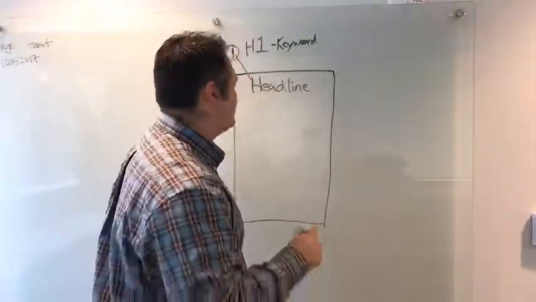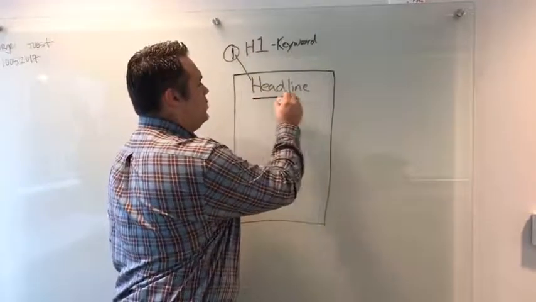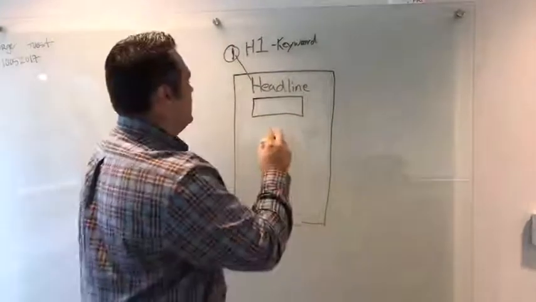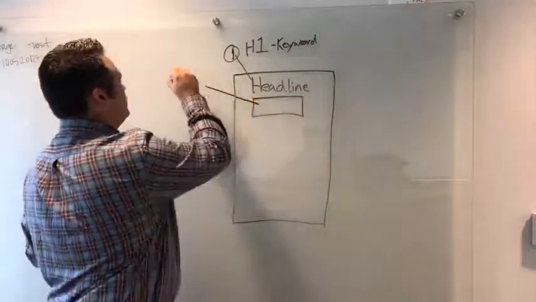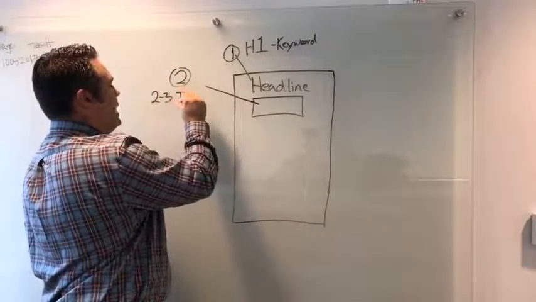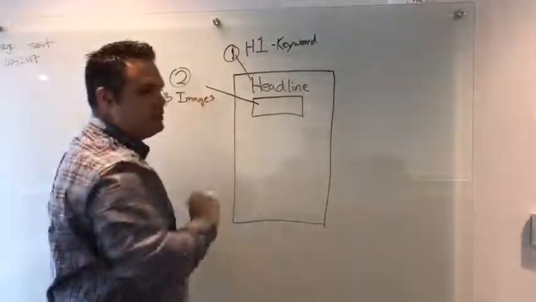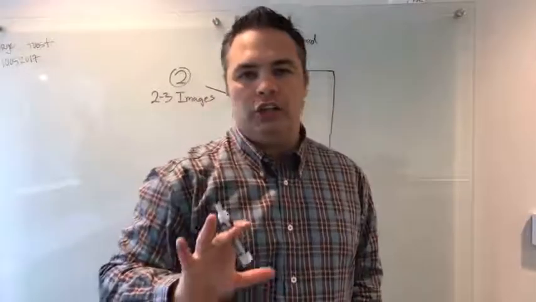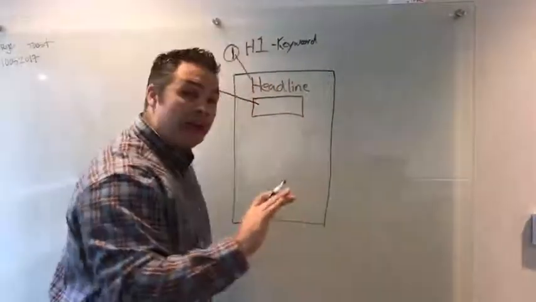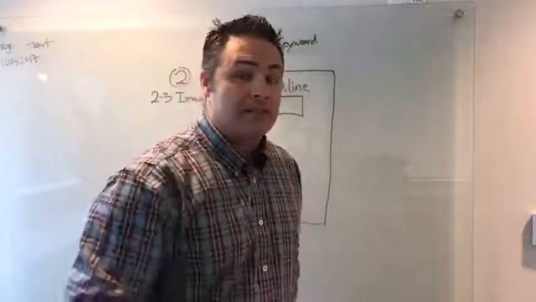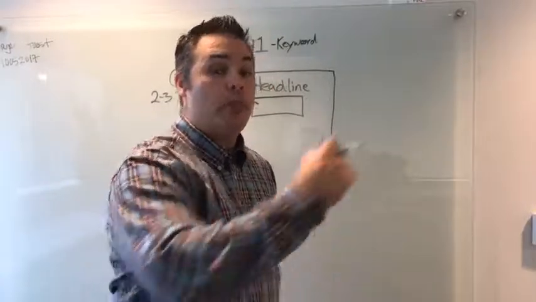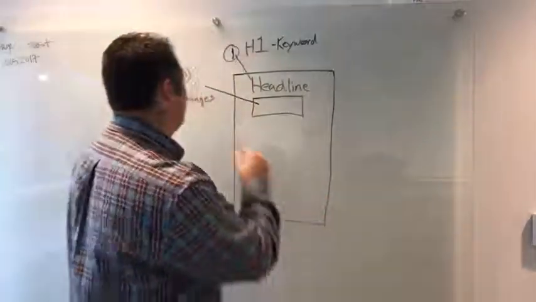Then I always like to use a great hero image, okay? Images are huge to Google. I like to use at least 2 or 3 images. Make sure they're not large file sizes. Make sure that the file name and the alt tags, okay, the ALT tags, and the actual file before you upload it on the computer have the keywords in them, okay?